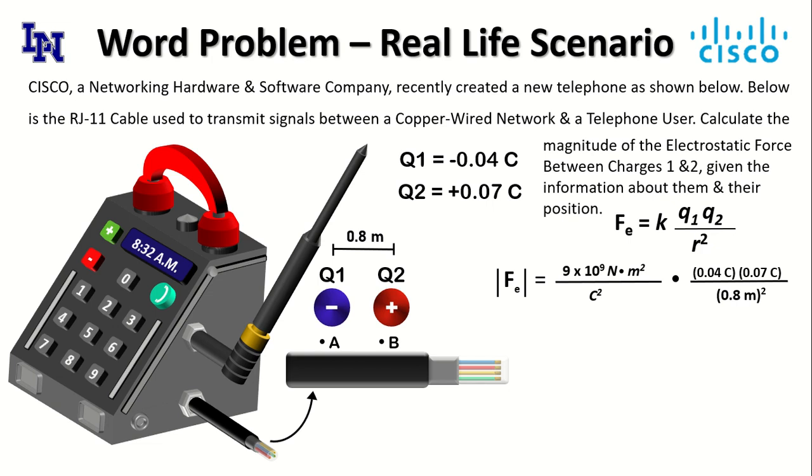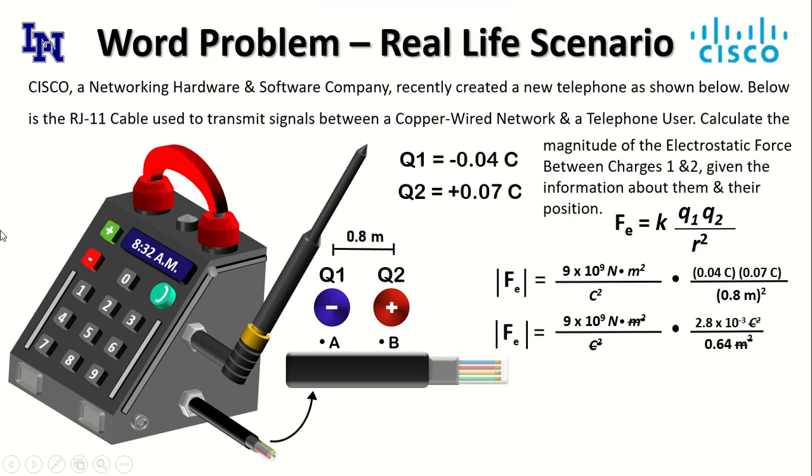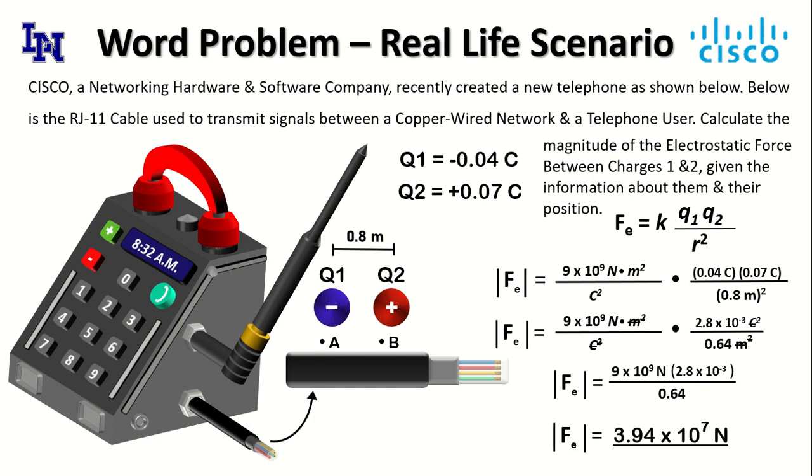And I'm plugging in 0.04 coulombs for Q1, not negative 0.04 coulombs, since we're just finding the magnitude of the force, not the vector, so we can just neglect the negative sign. So this will just simplify to 9 times 10 to the 9 newton meter squared times 2.8 times 10 to the minus 3 coulomb squared, all divided by Coulomb squared times 0.64 meter squared, in which meter squared and Coulomb squared cancel each other out, leaving us with the electrostatic force equal to 9 times 10 to the 9 newtons times 2.8 times 10 to the minus 3, all divided by 0.64, which yields a value of 3.94 times 10 to the 7 newtons, approximately.